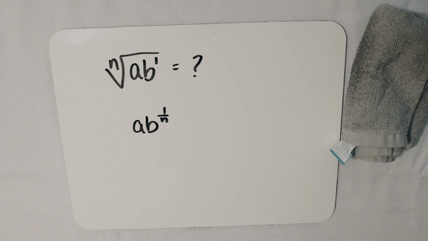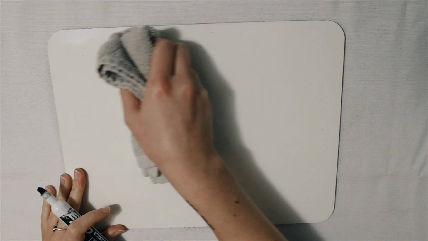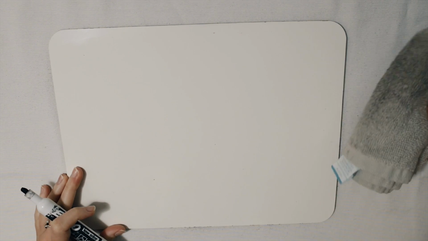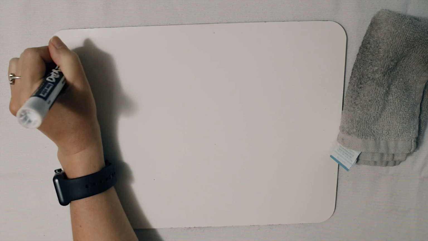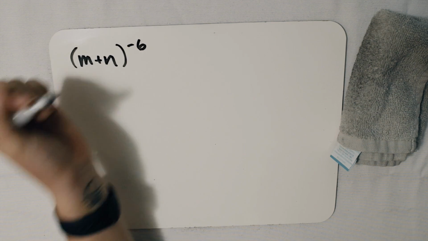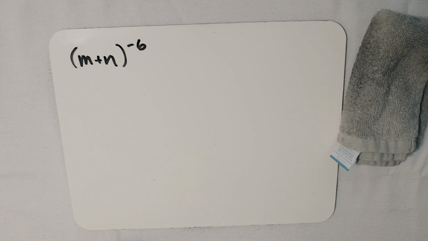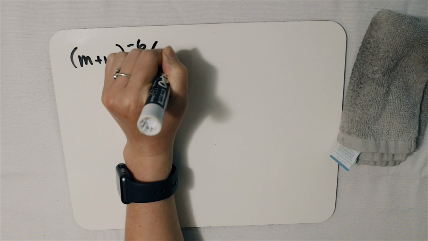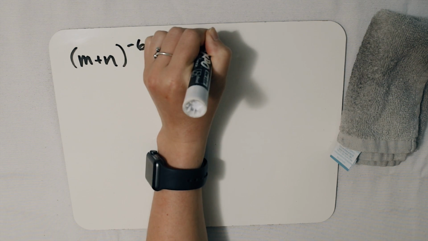All right, I'm going to flip over. I'm going to do number 10 now. This section is multiplying and dividing expressions, and your answers should be written in terms of positive exponents. So what it gives us is m plus n to the negative 6th, times m plus n to the 3rd.